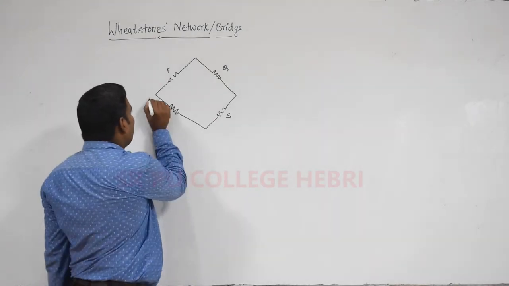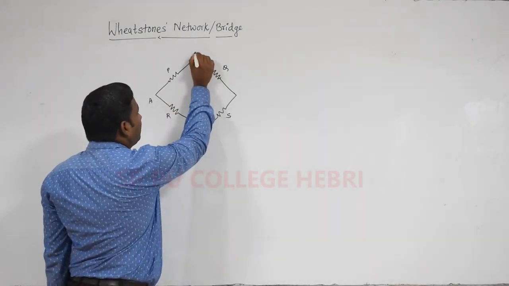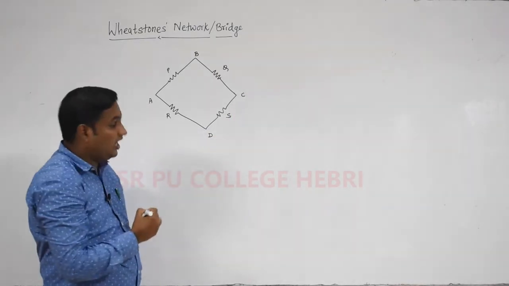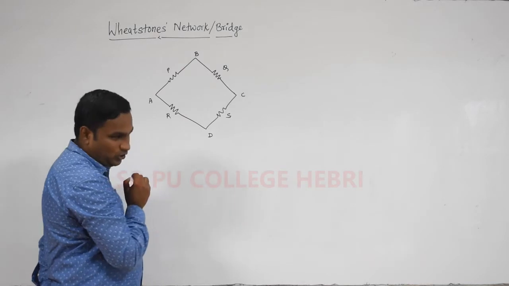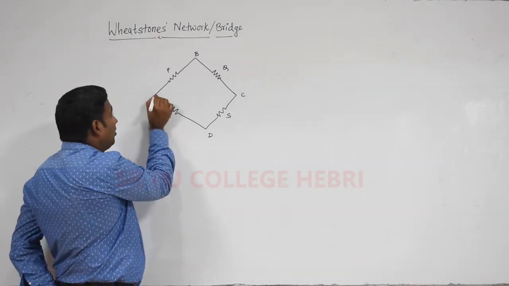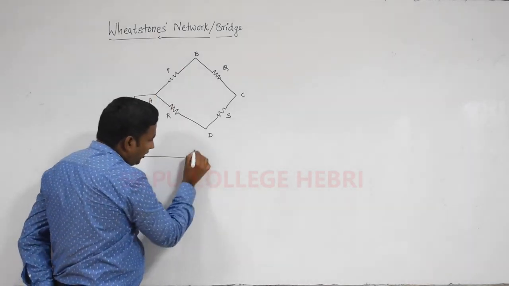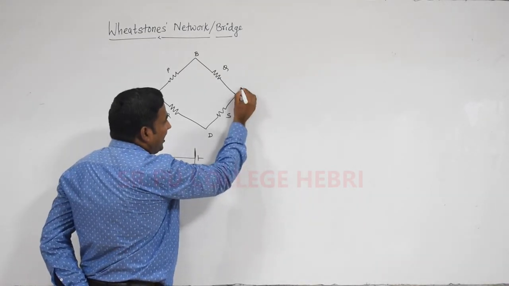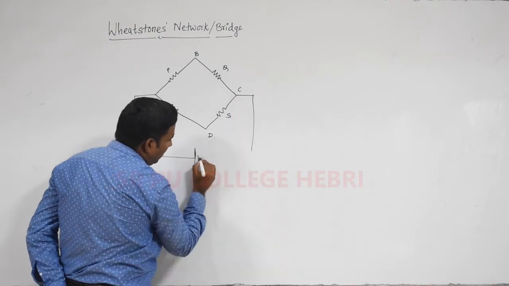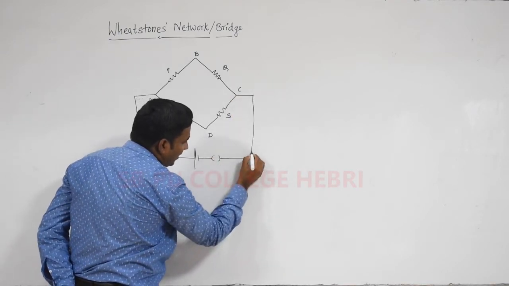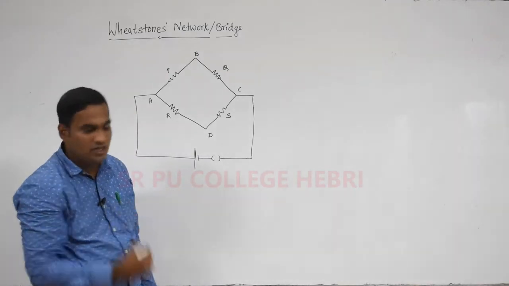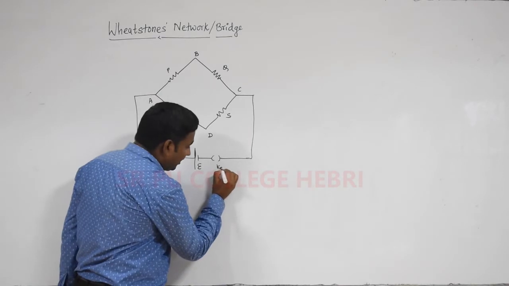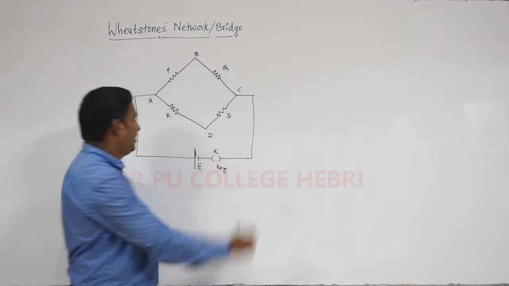Again, here 4 corners are there. I call them A, B, C and D. Out of these 4 corners, between the 2 corners A and C we have to connect a cell or a battery. Between the 2 corners A and C we have to connect a cell of EMF E, or a battery of potential V. And this one is the key connected to it, we call it K, the key.